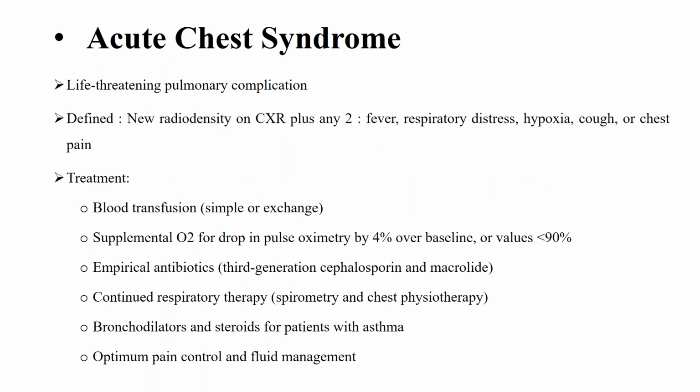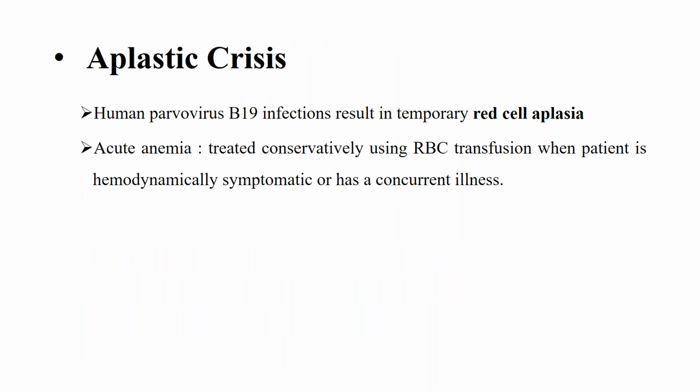Then acute chest syndrome is also a life-threatening pulmonary complication. It is defined when there is a new radio density on the X-ray along with any two of the following, that is fever, distress, hypoxia, cough, or chest pain. We need a blood transfusion, which can be a normal blood transfusion, and in extreme cases, we might need an exchange blood transfusion. Then we have to give oxygen, antibiotics, bronchodilators, and pain control, as well as fluid management.